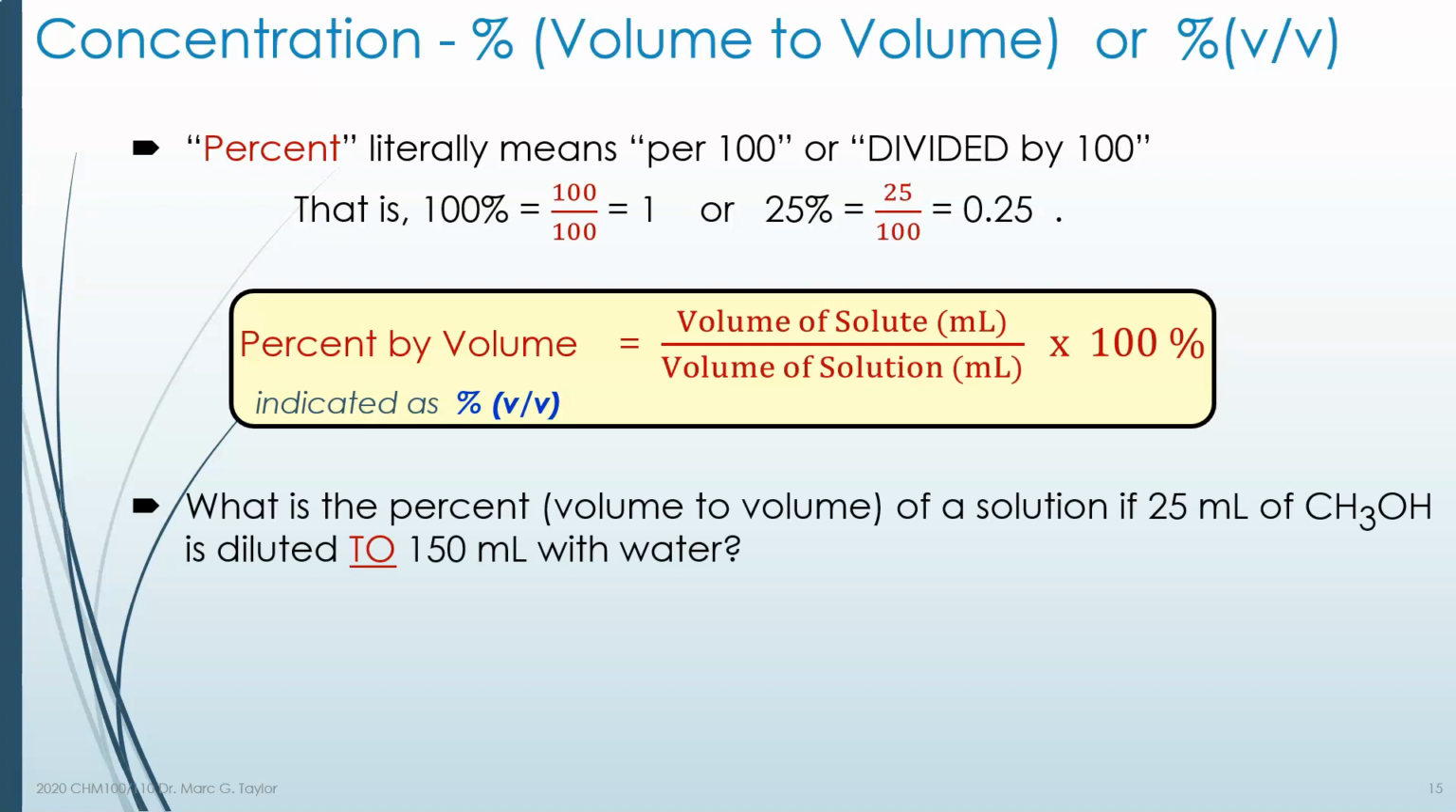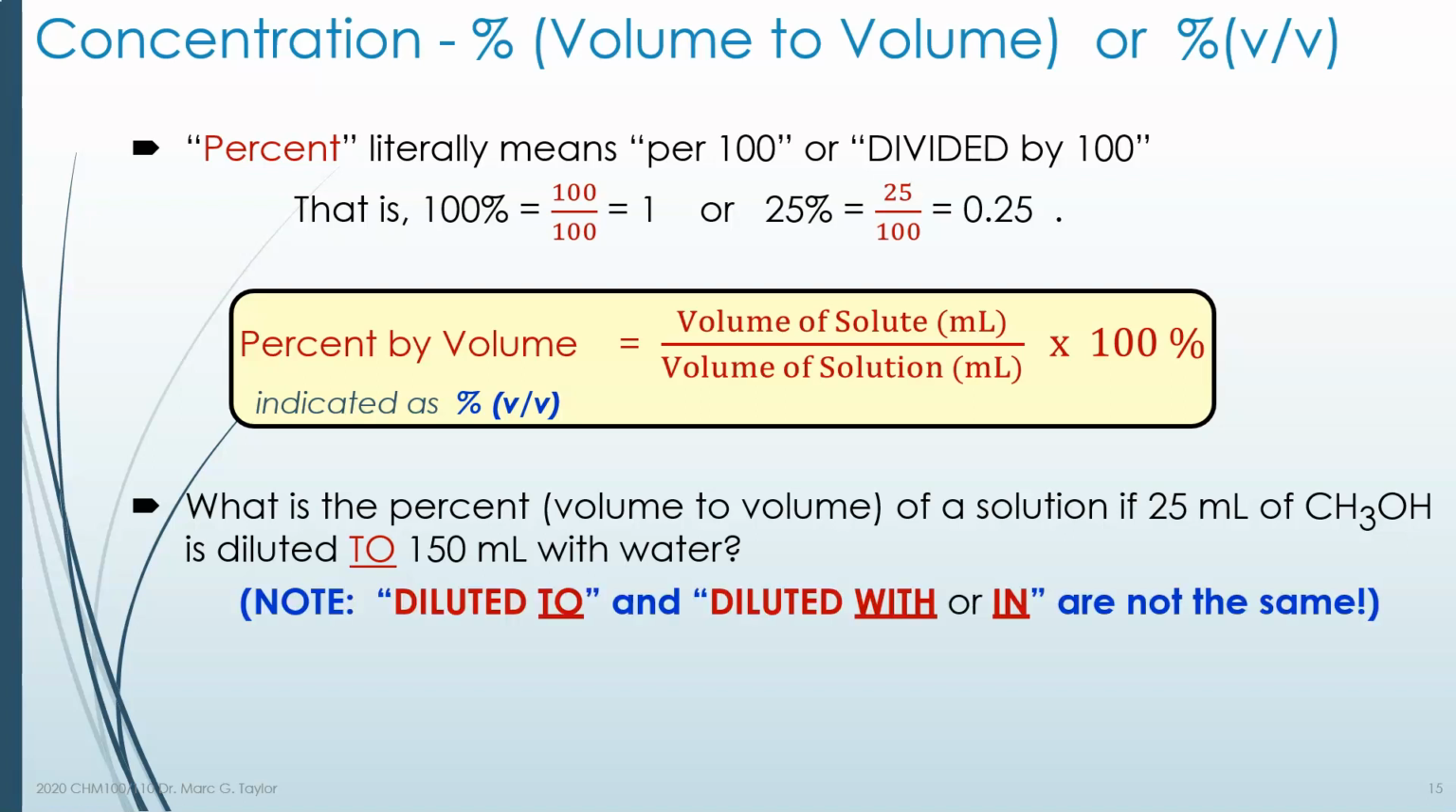So here's an example. What is the percent volume to volume of a solution if 25 milliliters of methanol, CH3OH, is diluted to 150 mils with water. Now, you have to be careful with the prepositions in chemistry word problems. Diluted to does not mean the same thing as diluted with or diluted in. So be very careful.